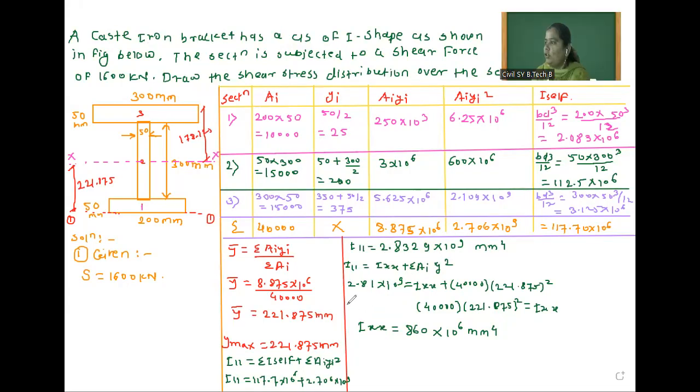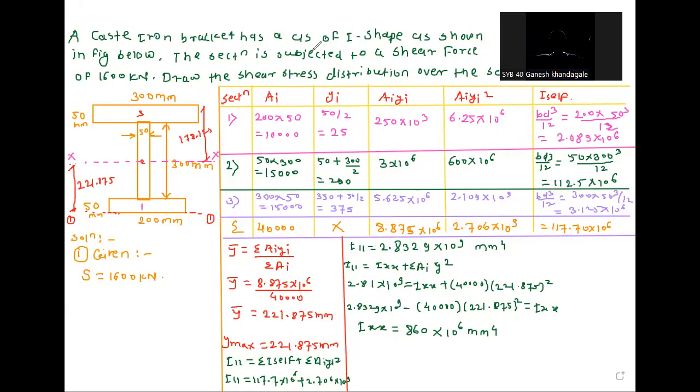So here, 2.8329 into... 863.75 into 10 raised to 6 mm raised to 4. Okay, so this is the moment of inertia, please concentrate here.